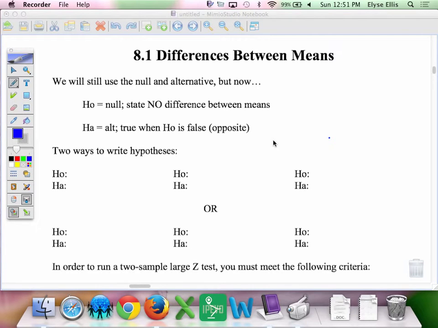Hello class, today we're going to start chapter 8, which is still hypothesis testing, but instead of having one sample, everything is now doubled to 2 samples. You are going to find this is very similar to the entire last chapter.